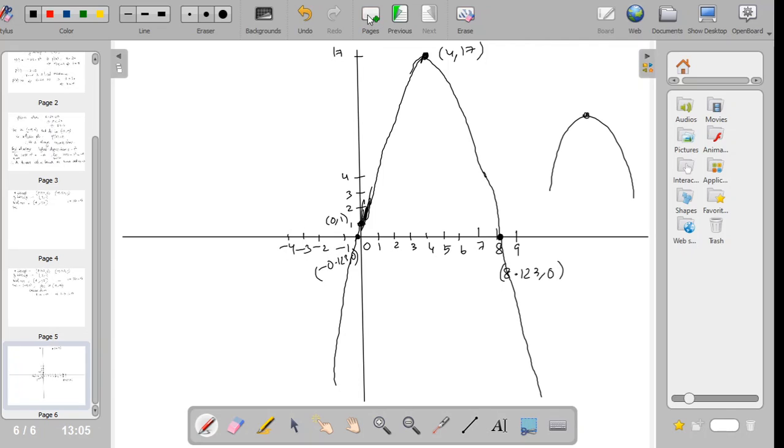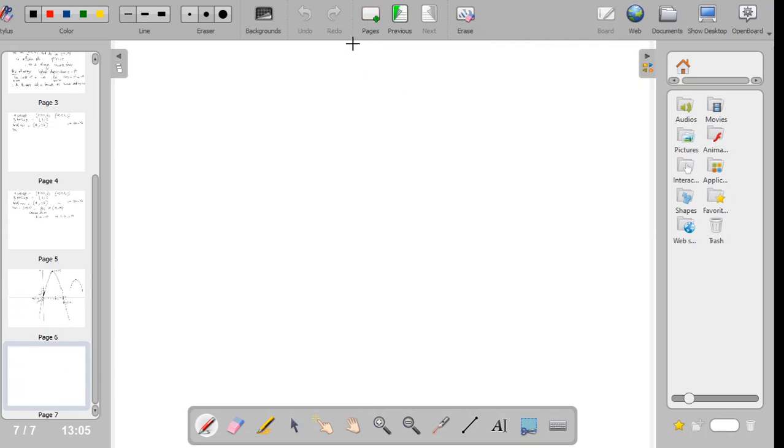Okay, so let us move on to one more question. So we will see a third degree polynomial. So we have p of x equal to 2 minus x plus 2x square minus x cube.